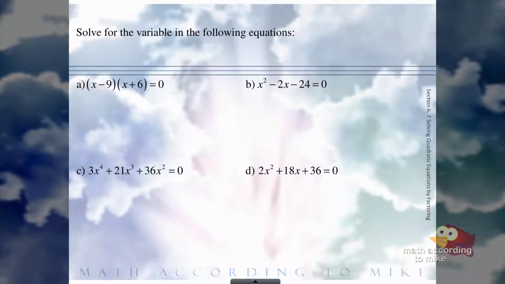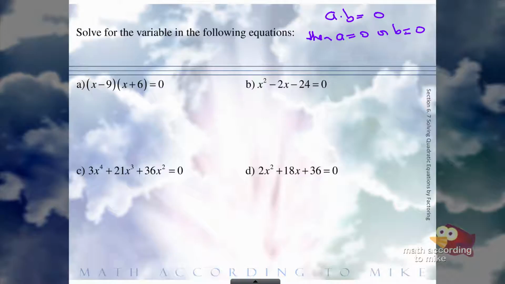Now let's solve some equations. For this entire section, one side of each equation will be factorable, and the other side needs to be 0. In other words, it has to be in standard form. So remember, if a times b equals 0, then a equals 0 or b equals 0. That is our guide for the entire section.